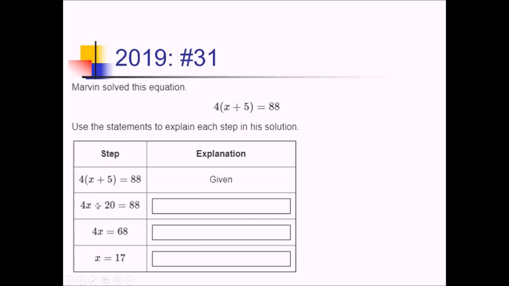So this first step, we went from 4 parentheses x plus 5 to 4x plus 20. Well, clearly Marvin multiplied 4 by each of these using the distributive property. Next, we got a plus 20, and now we don't. What happened to it? Oh, we subtracted 20 from both sides to turn 88 into 68. So subtract 20 from both sides. And then finally, 4x equals 68 turned into x equals 17. Well, if you want to get rid of times 4, you have to divide by 4, and we have to divide both sides by 4.